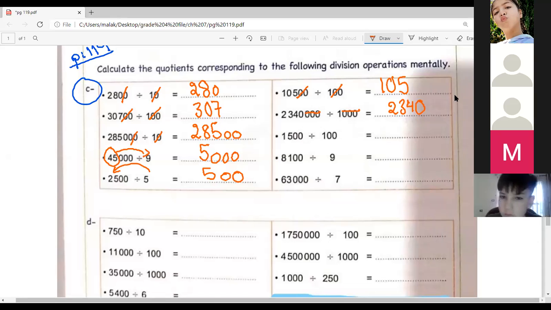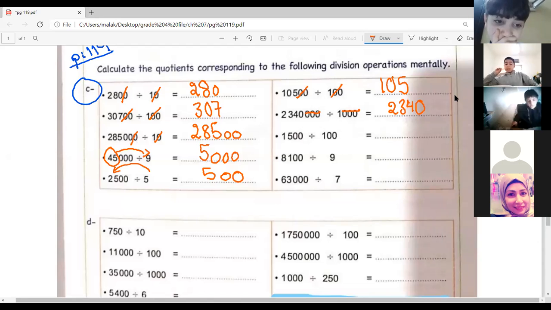1,500 divided by 100. We cross 2 zeros. Okay, so the answer is 15. Bravo, Zahra. Thank you. Zain Najm.